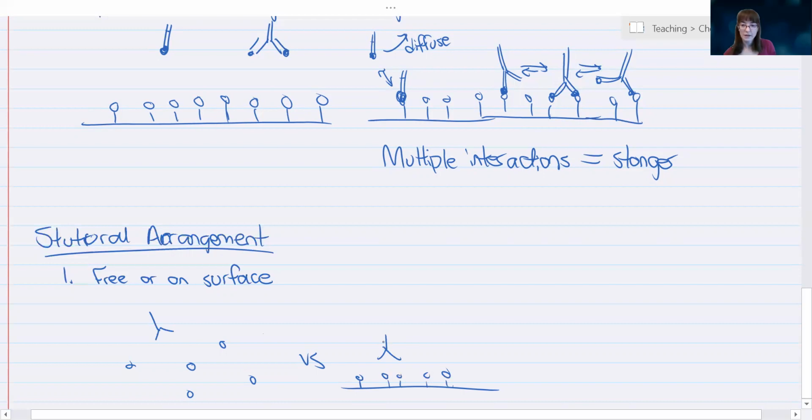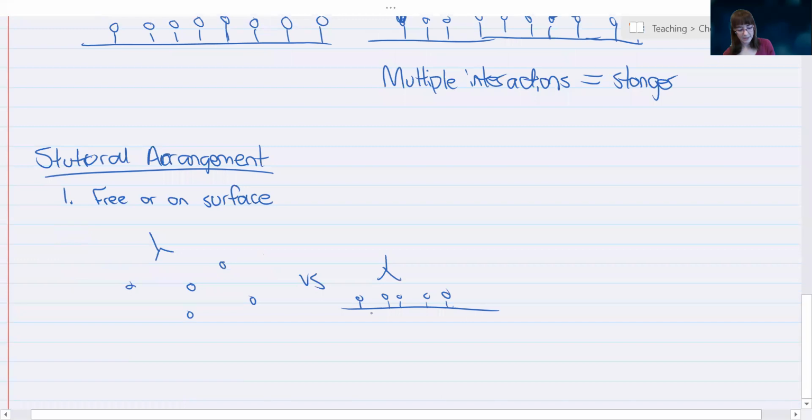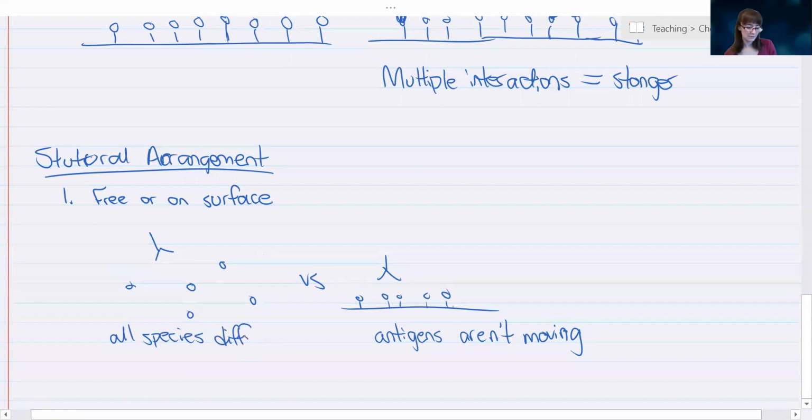What do you think? And the answer is no, because whereas on the surface, whatever is bound to the surface isn't moving, and therefore it can't diffuse away. In the free solution case, all of the species have the potential to be lost to diffusion, and so it's easier for this thing to fall apart.